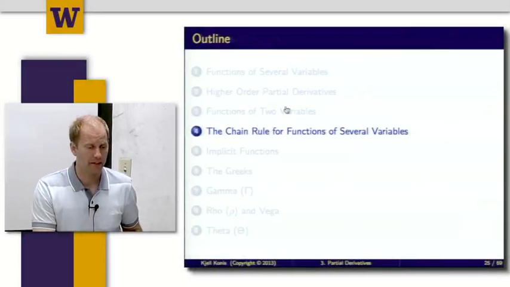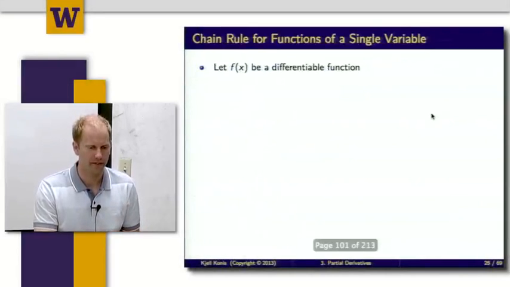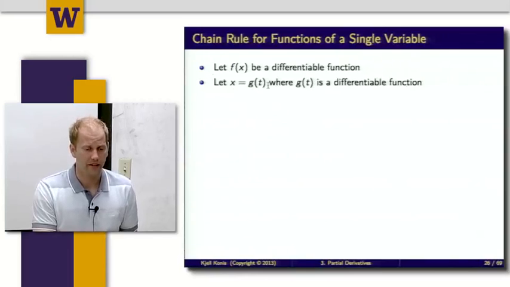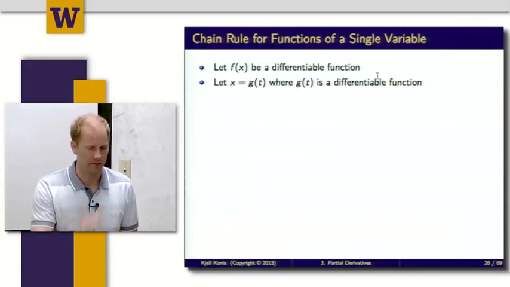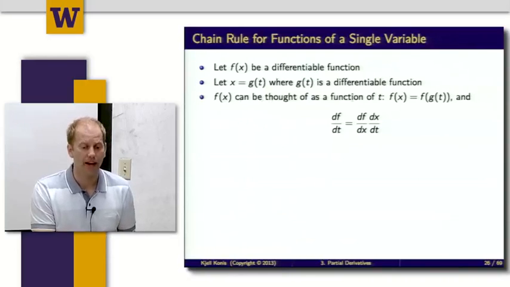So now I'll talk about some extensions of the chain rule for functions of several variables. So suppose f of x is a differentiable function. Here I'm starting out again just with functions of one variable, and then we'll try to generalize from there. And x is equal to g of t, where g of t is also a differentiable function. Then I can think of f as a function of t: first I calculate x by evaluating g at t, and then I evaluate f at that number.